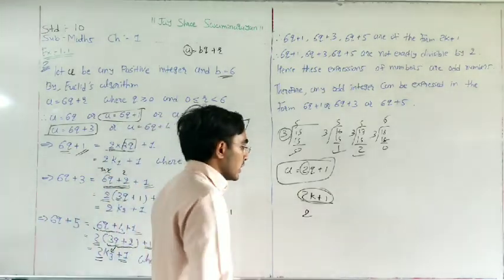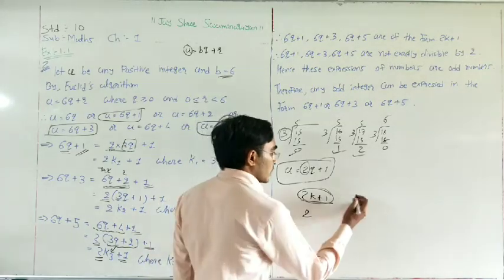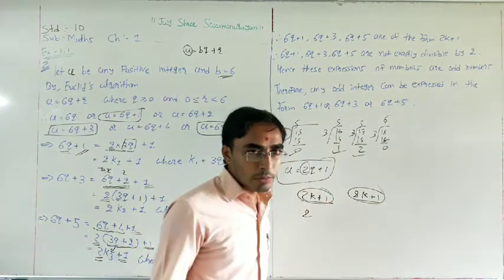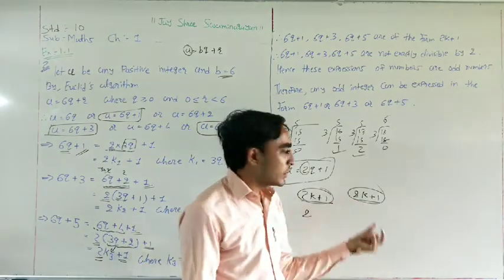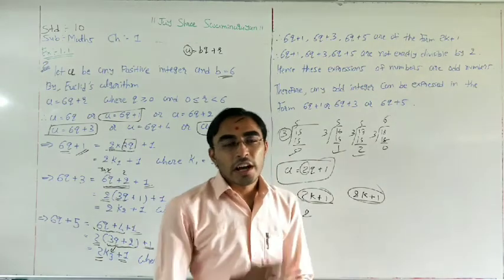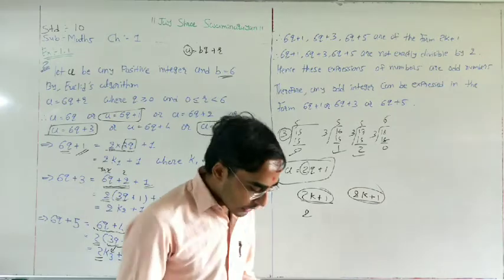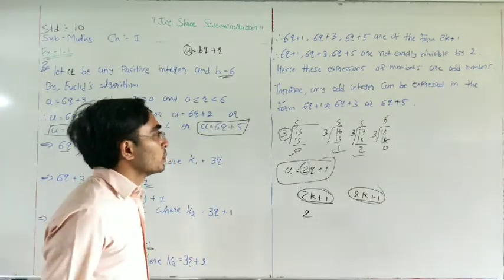Why? Because if you take 2 as a common, then you can divide with 2. Here 2k plus 1, right? This is one odd number. Why? Because multiplication with 2 is an even number, plus 1 it's an odd number, and any odd number is not divisible with 2. Every odd number is not divisible with 2.